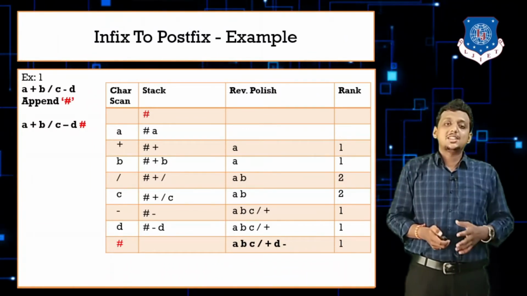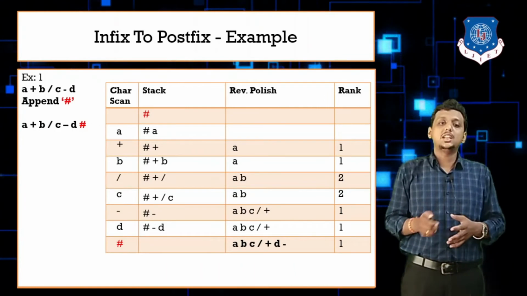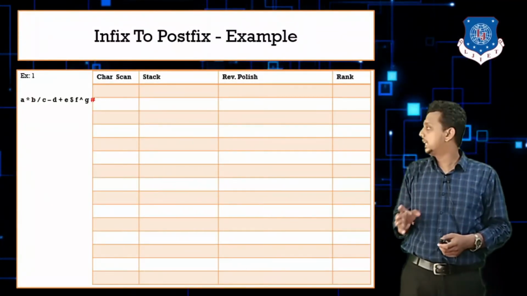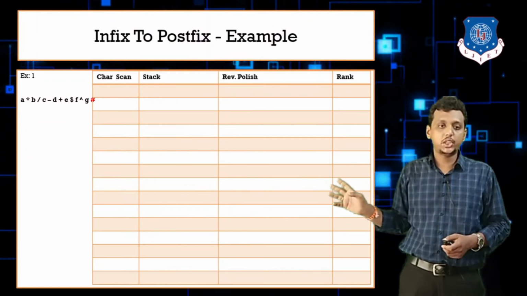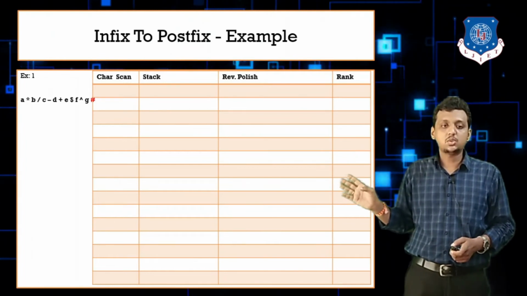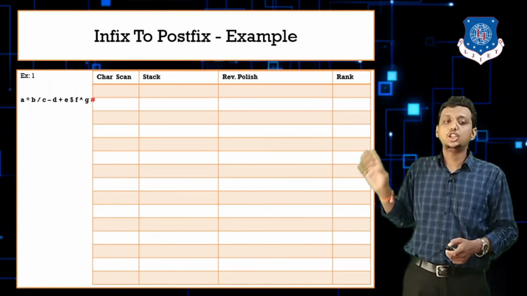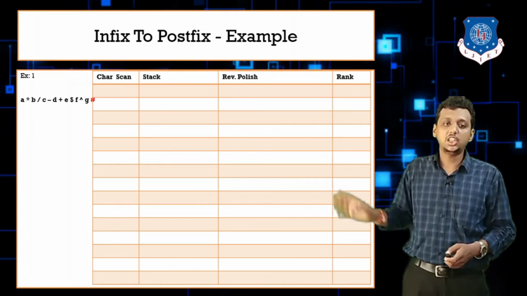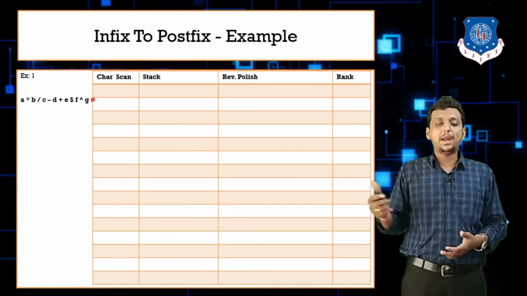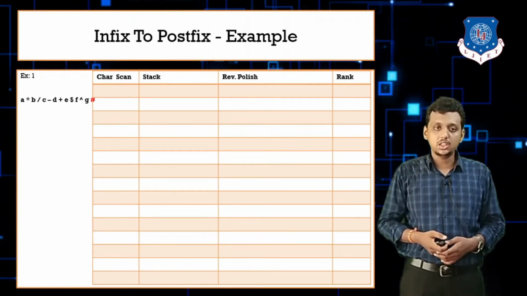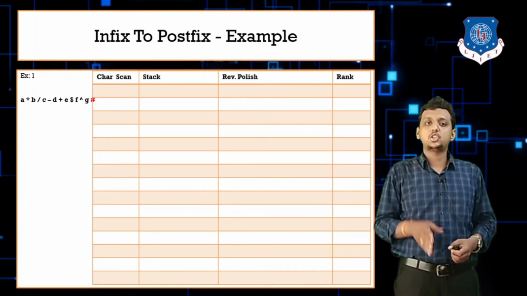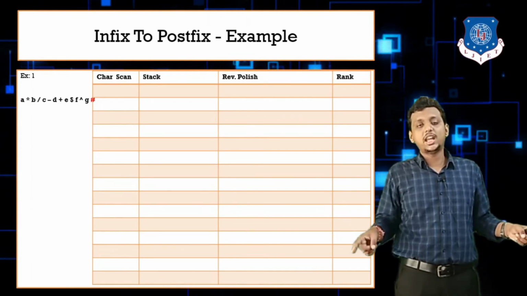Okay students, let's take the next example to understand this in a better way. Now our next example contains the string a plus b division c minus d, a star b division c minus d, then plus e $f caret g. I have already appended hash at the end of the string, and now I am ready with my 4 columns to convert my infix expression into the postfix one.